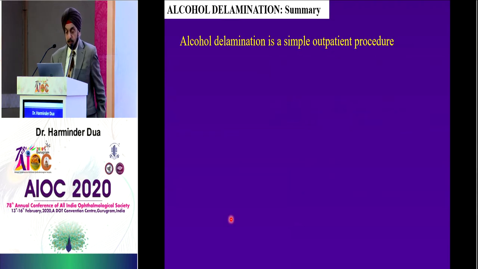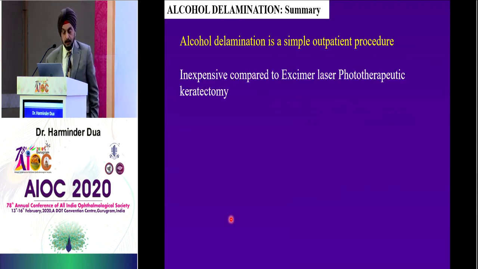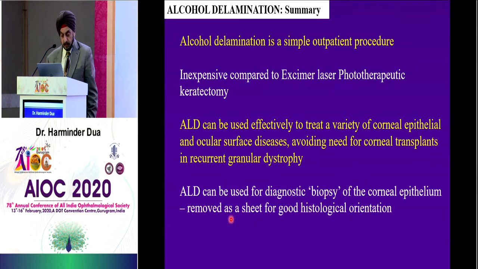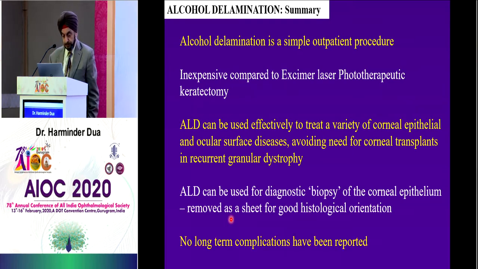So alcohol delamination is a simple outpatient procedure. It's inexpensive compared to excimer laser PTK. It can be used effectively to treat a variety of corneal epithelial ocular surface disorders, avoiding the need for transplants in recurrent granular. And it is very useful as a diagnostic biopsy. So you're getting tissue which you can fix properly and get a lot of information. You can even use it for culture if you want, or for PCR, because you've got a whole big sheet of cells. And we have not seen any long-term complications for any of these indications, other than about a 10 or 15% recurrence of recurrent erosion despite treatment with this.